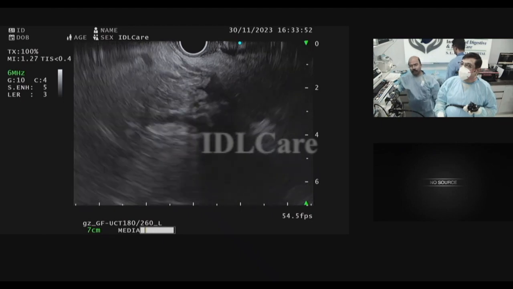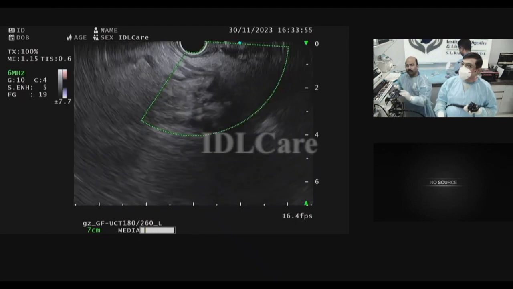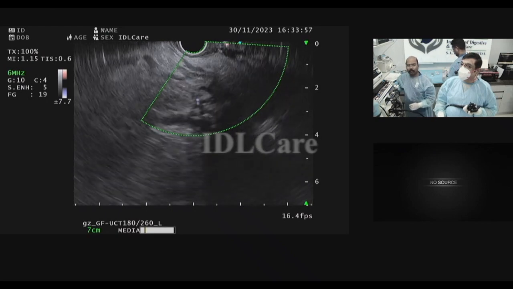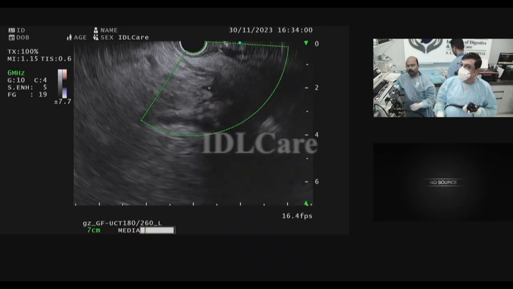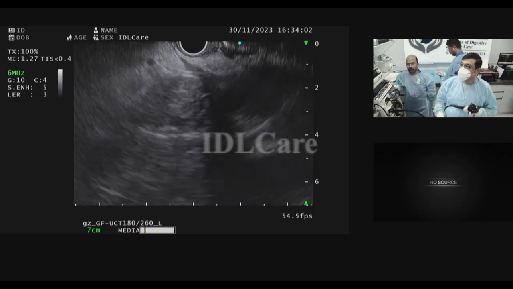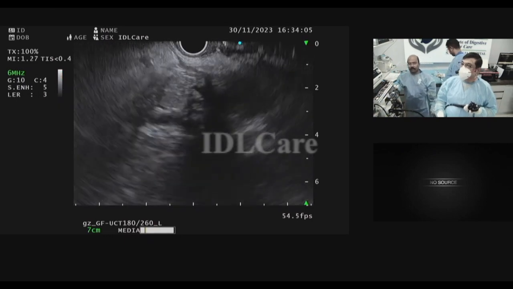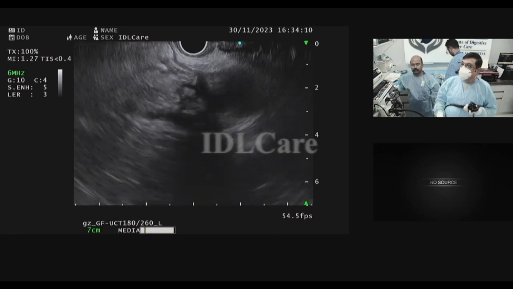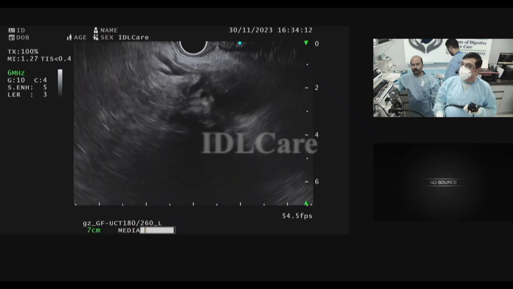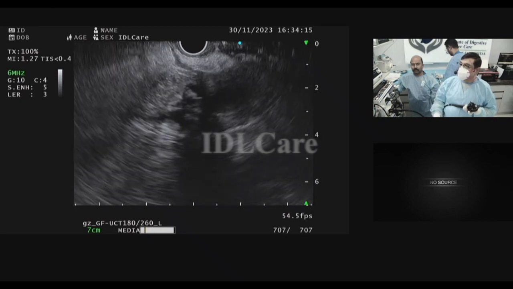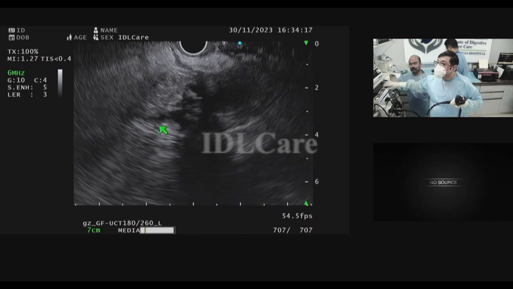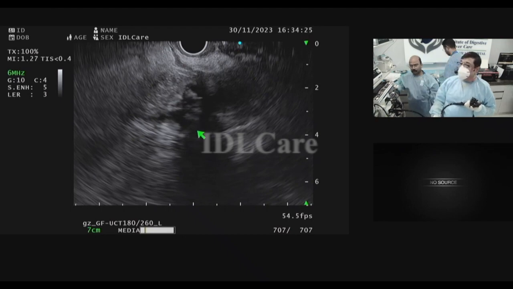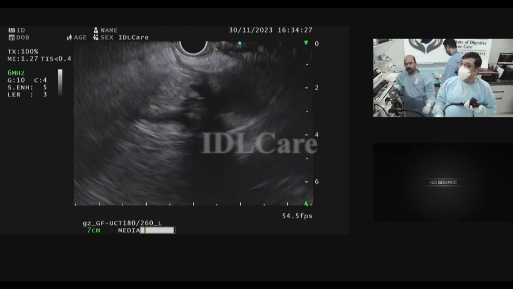So this Doppler, I'm just trying to see if I can see the stone in the bile duct. Yes, I can see. Can you see it? Please. So this is the stone in the bile duct here. There is a shadow underneath it. So there is a stone in the bile duct. It's in the retropancreatic portion of the bile duct.